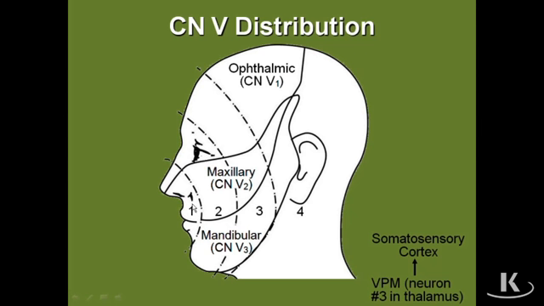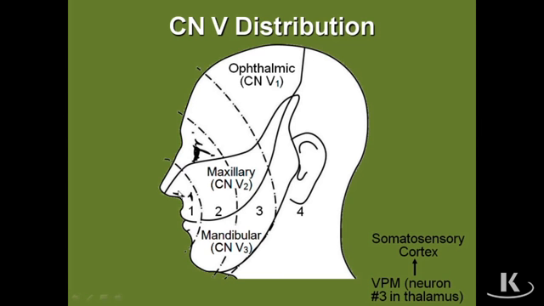Maxillary division, skin basically in this view over the maxilla. Mandibular division, skin covering the mandible, as well as skin of the anterior wall of the external auditory meatus and most of the external surface of the tympanic membrane.